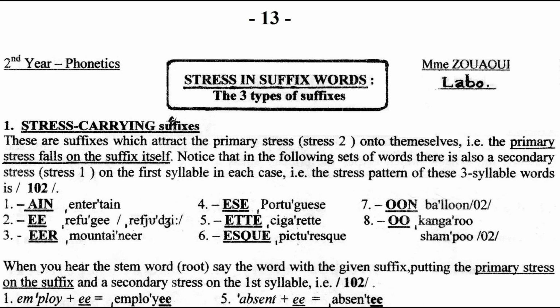Great. So, as I said, stress-carrying suffixes, when they are in words, they carry the stress, they attract the stress onto themselves, and the stress is no longer on the root. So, we're gonna have another practice. When you hear the stem word or the root, say the word with the given suffix. Put in the primary stress on the suffix and a secondary stress on the first syllable, and you will have the stress pattern 1, 0, 2.